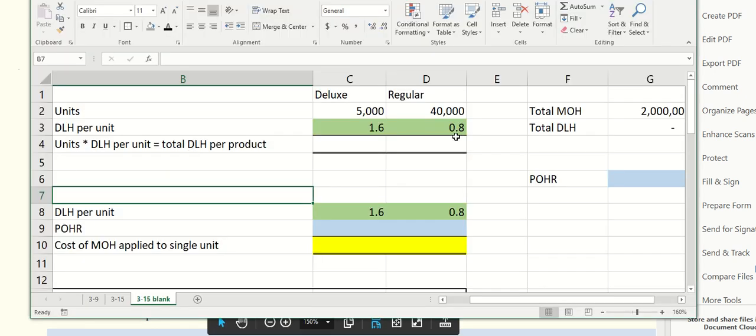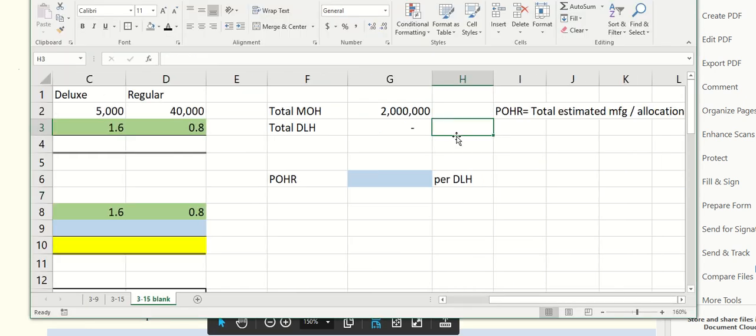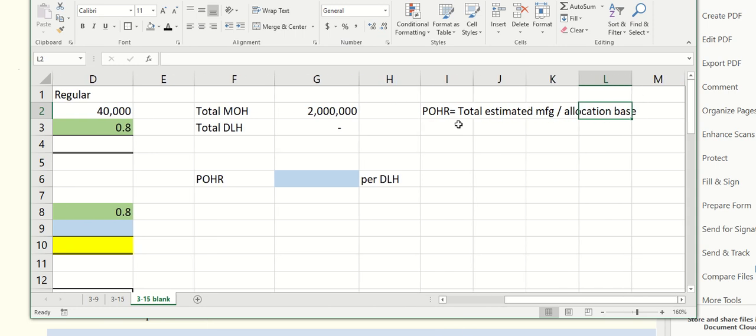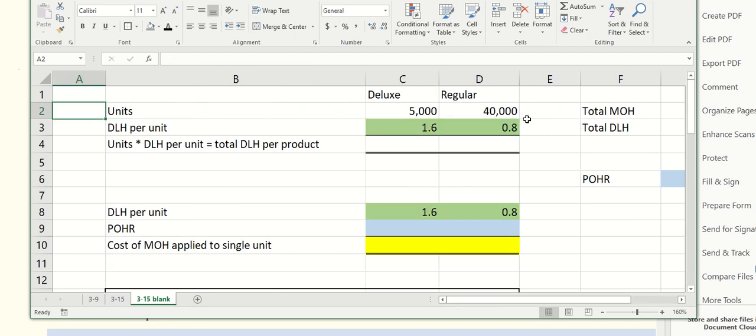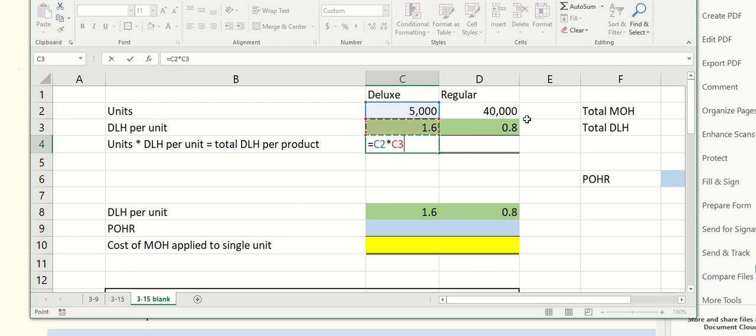If we're using one plant-wide overhead rate, a predetermined overhead rate, remember we need the total estimated manufacturing overhead divided by our allocation base, which they said was direct labor hours. They told us it was 2 million for the total overhead, but they didn't tell us the total direct labor hours. So we need to figure it out in total. They told us on a per unit basis how many hours every unit will take, and then they told us the number of units they would be making. So we can multiply these together like we did in 3-4.